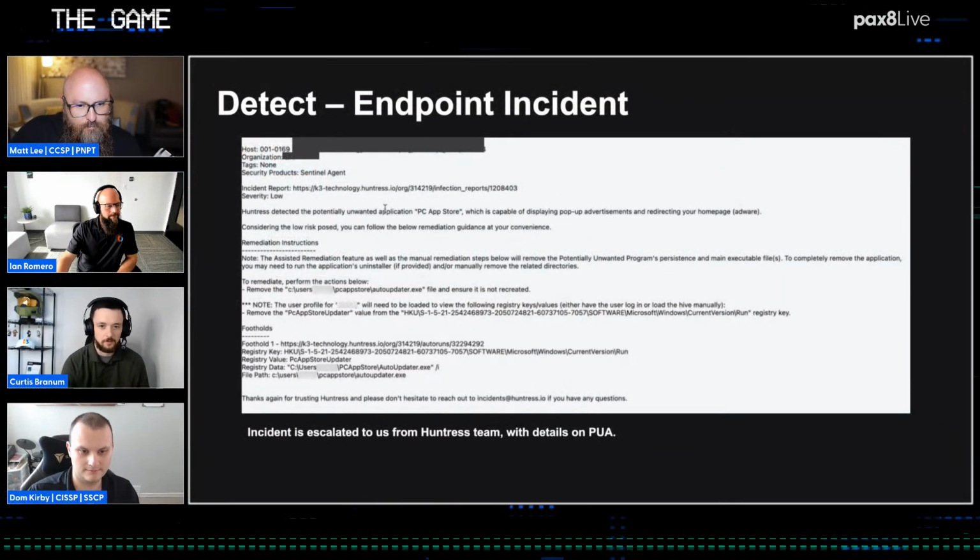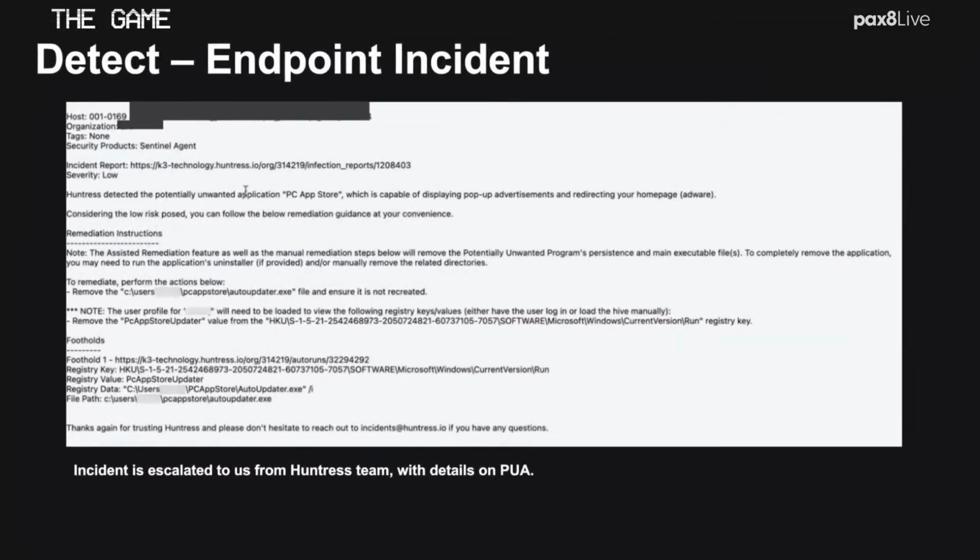All right, so the last one, and I'll go through this one pretty quickly. This was a low severity incident that came in through Huntress. This one was basically an unwanted application named PC App Store, which is capable of displaying pop-up advertisements and redirecting your homepage, so adware essentially. They list the remediation steps that we can take, or we can give them the option in Huntress to do it, but it gives remediation instructions and then the footholds.